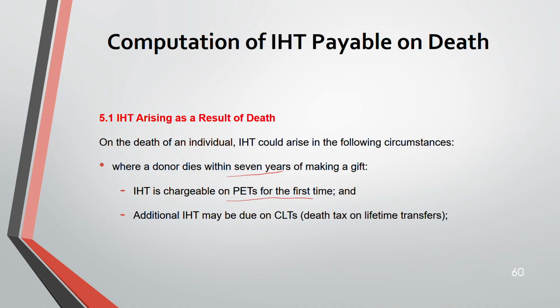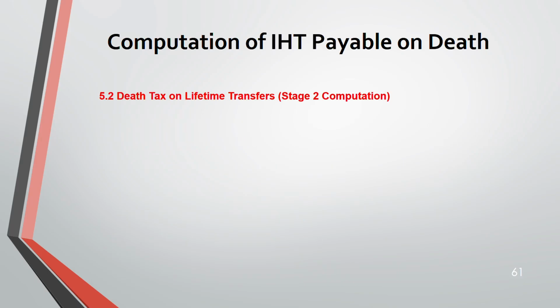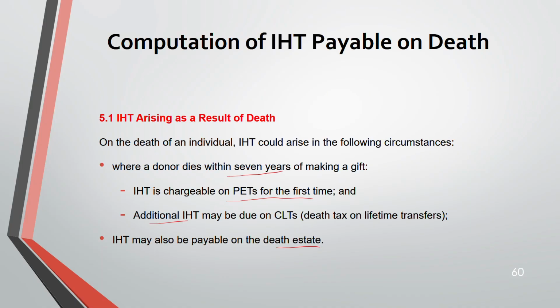Whatever CLT you have paid tax on, there will be an additional IHT now. That is known as death tax. And IHT will be paid on your death estate also. That is all. You add up all the value of your assets and liabilities, your property, and there is an IHT at 40%.